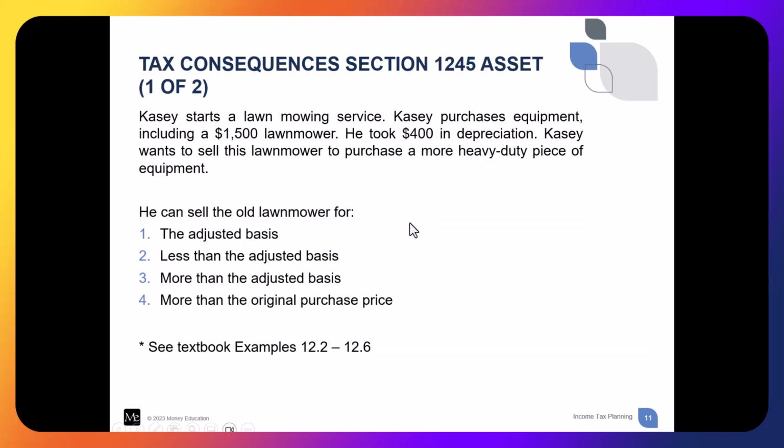Tax consequences example. Casey wants to start a lawn mowing service. Casey purchases equipment, including a $1,500 lawnmower. He took $400 in depreciation. Casey wants to sell his lawnmower to purchase a heavy-duty piece of equipment.